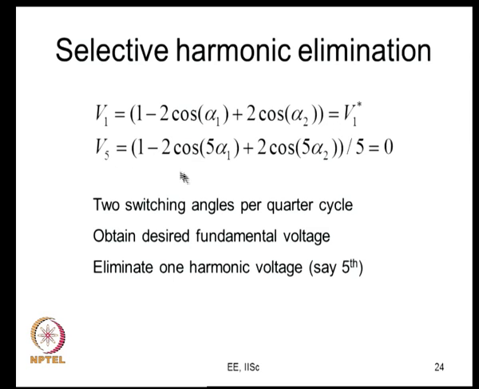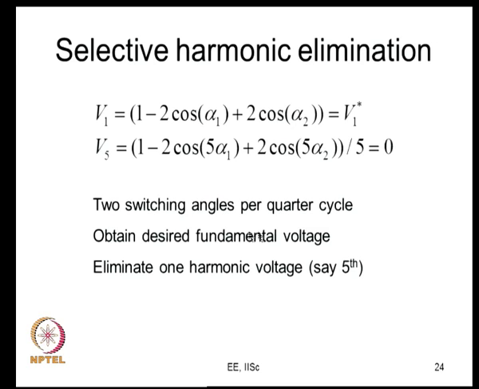So, it is 1 minus 2 cos 5 alpha 1 plus 2 cos 5 alpha 2, divided by 5, that is the fifth harmonic voltage, and that should be equated to 0. So, by solving these two equations numerically, you will be able to find some alpha 1 and alpha 2 which satisfy both these equations. So, you can get the desired fundamental voltage, and you can also eliminate this.